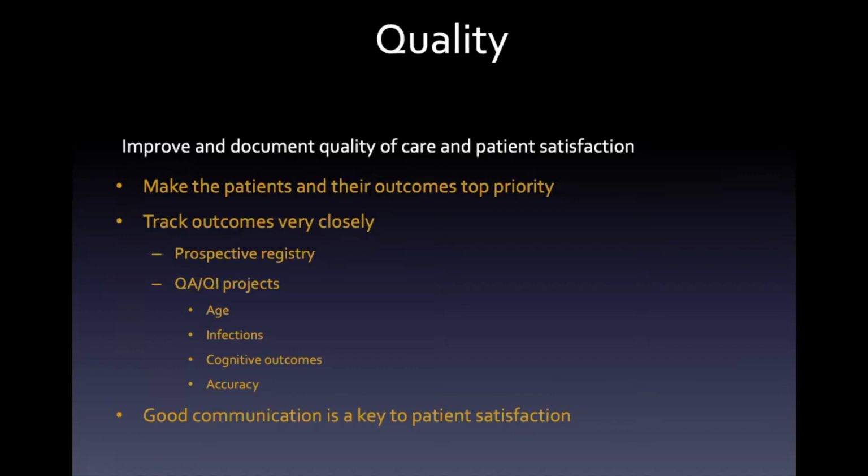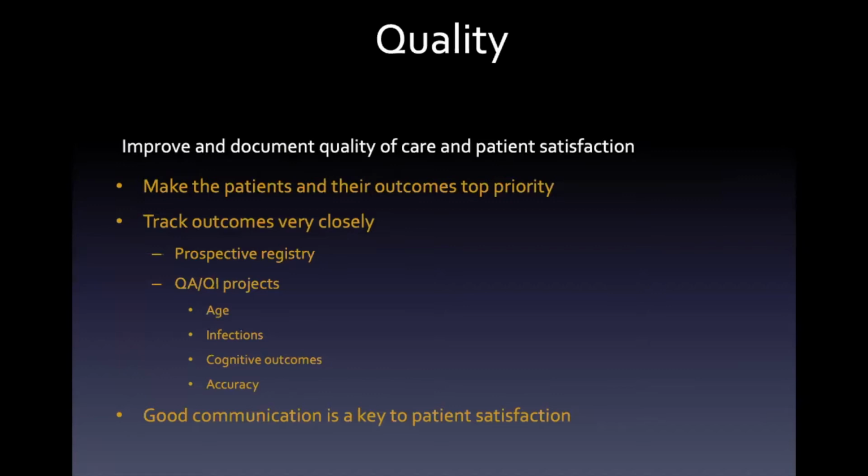They come to us with very specific questions sometimes about, well, how am I going to do? And you should be able to answer that, and not just based off of the literature, but off of your own experience eventually. We do quality assurance and quality improvement projects all the time, and over the years we've looked at things like age, infection, cognitive outcomes, and accuracy. And since those things came up in the other talks, I'll use this to put out some of my not so conventional wisdom views on these things.